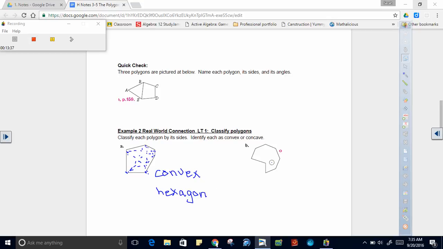Okay. Over here, this would be concave. I could do a diagonal right here that would be outside of that polygon. So it's concave. And we'll count the number of sides. 1, 2, 3, 4, 5, 6, 7, 8. Concave octagon.